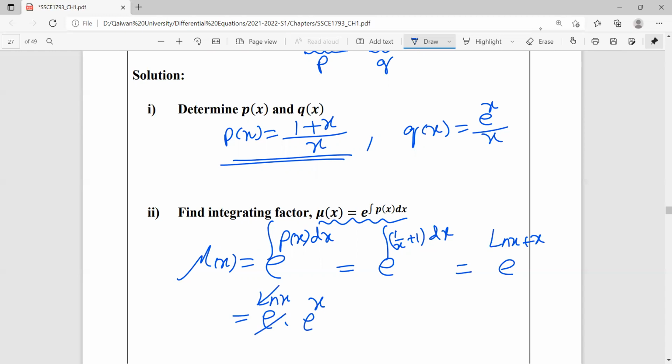Now this e with ln are cancelled, and we get only x here. We get x e to the power x. So this is mu of x. This is the integrating factor. These are only simplifying the terms.